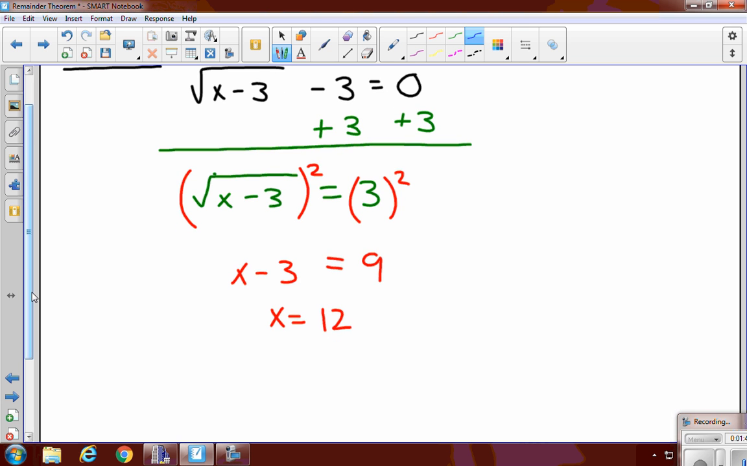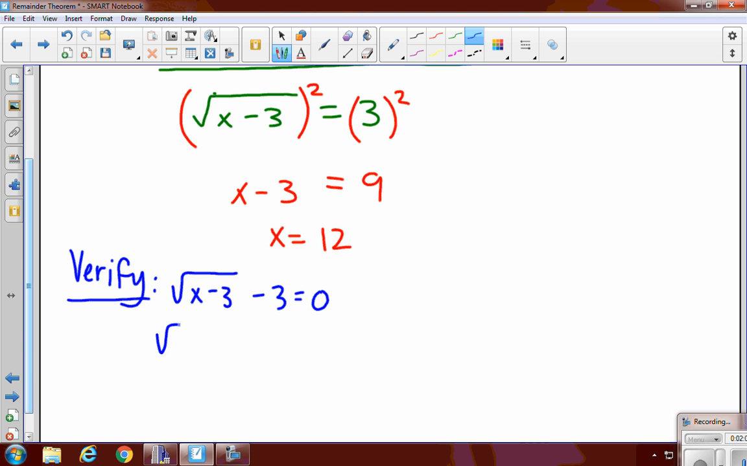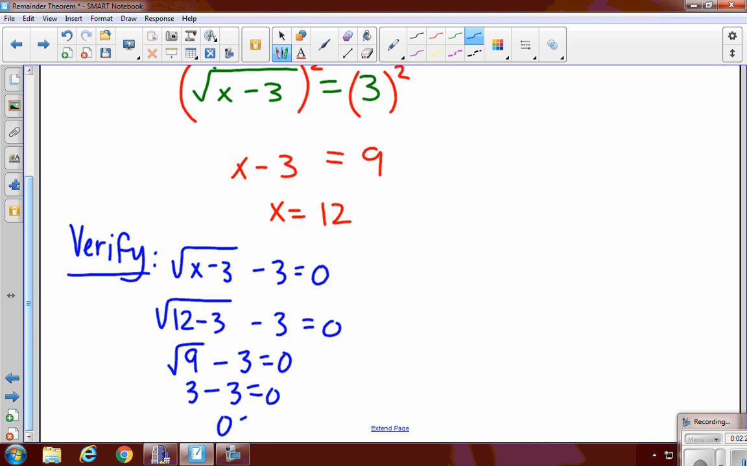So to verify, we go back into the original question that was stated, and we put in the value of x that we just found. So we're going to say, okay, 12 minus 3 is the radicand, minus the 3. We want to see if this actually does equal 0. So 12 minus 3 is 9, and the square root of 9 is 3, and 3 minus 3 is 0, which is true. This solution does verify, so this is a valid answer.